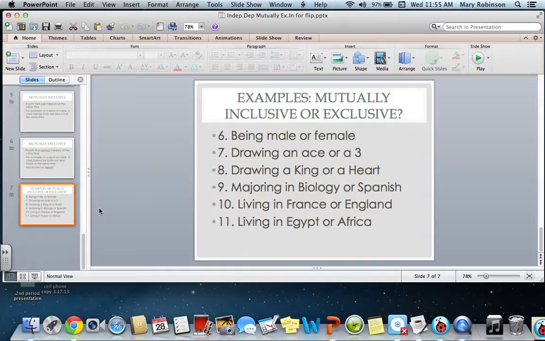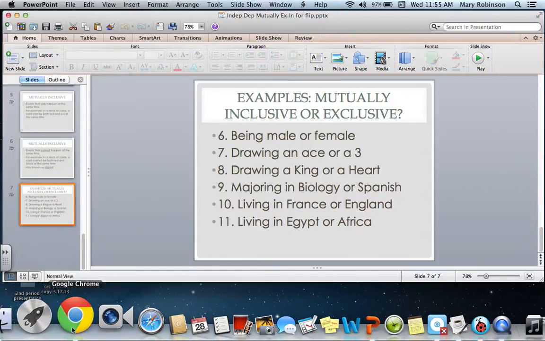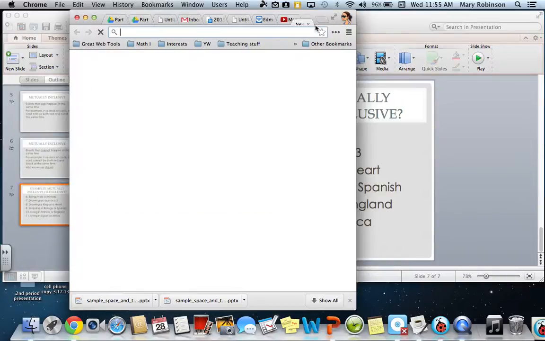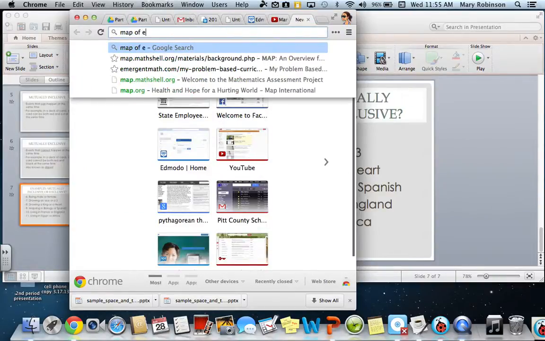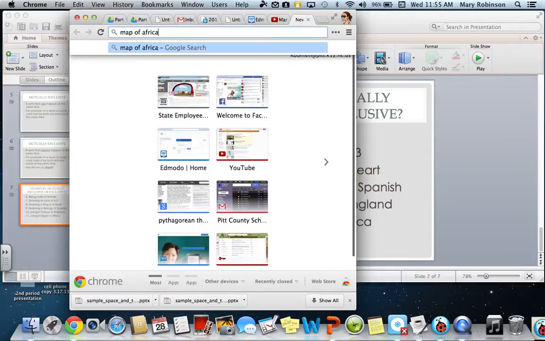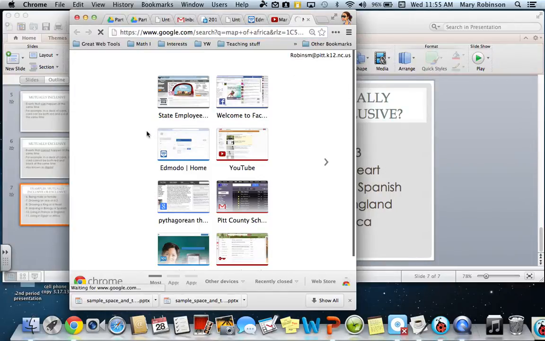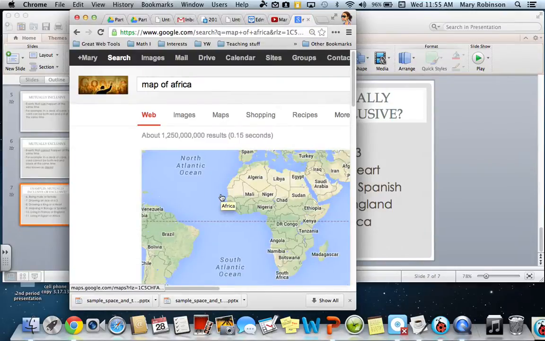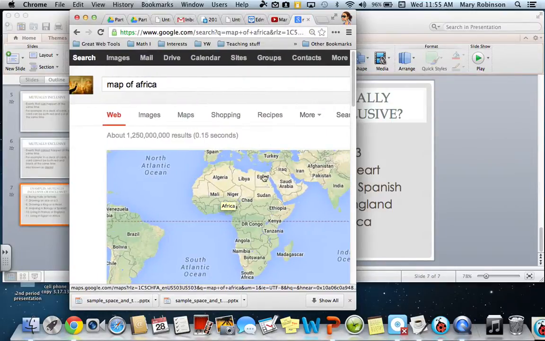Number 11, living in Egypt or Africa. Let's look at a map. If you look at this map of Africa, notice that Egypt is in Africa. Since Egypt is in Africa, these events can be mutually inclusive.